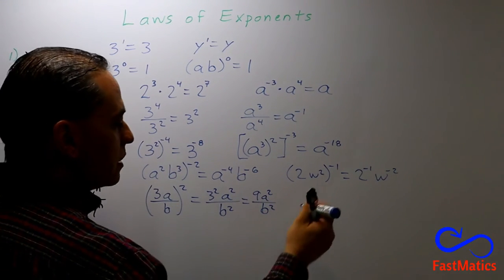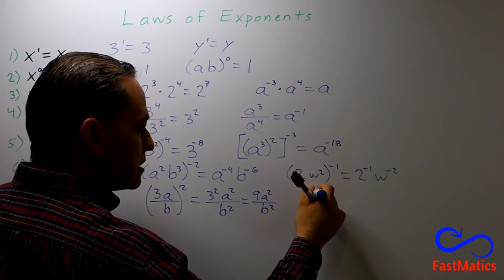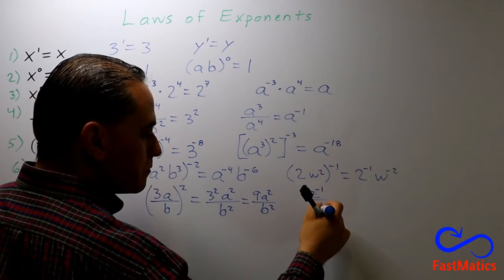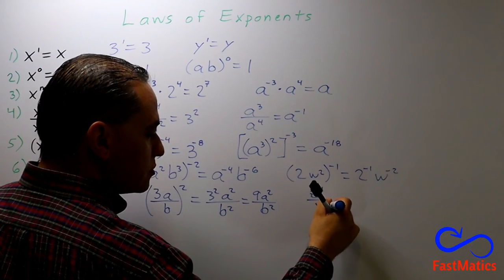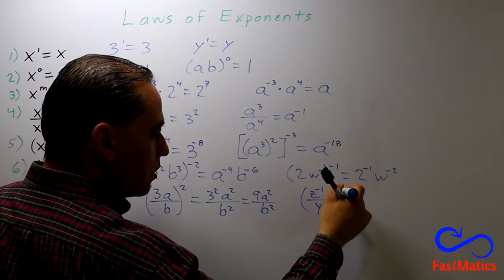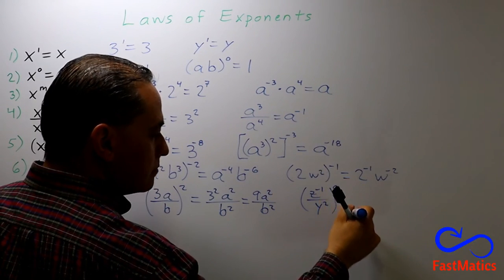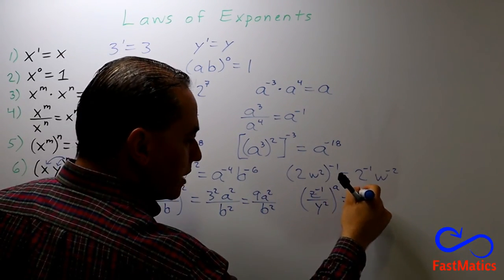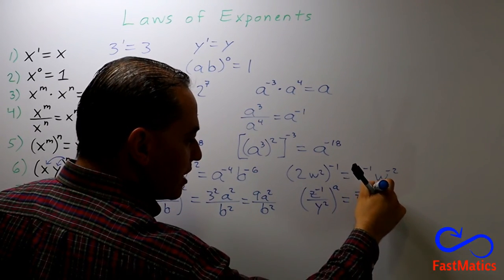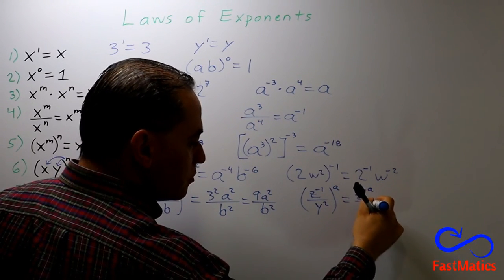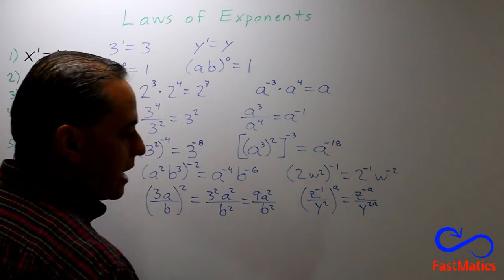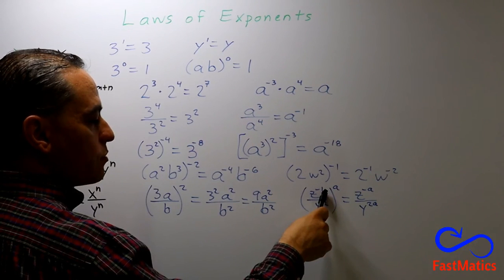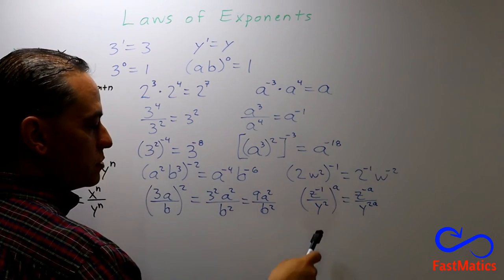Another example, if you have z to the power of -1 divided by y to the power of 2 raised to the power of a. A is a letter. So we get z to the power of -a divided by y to the power of 2 times a. Because we multiply one exponent when it is raised to another exponent.